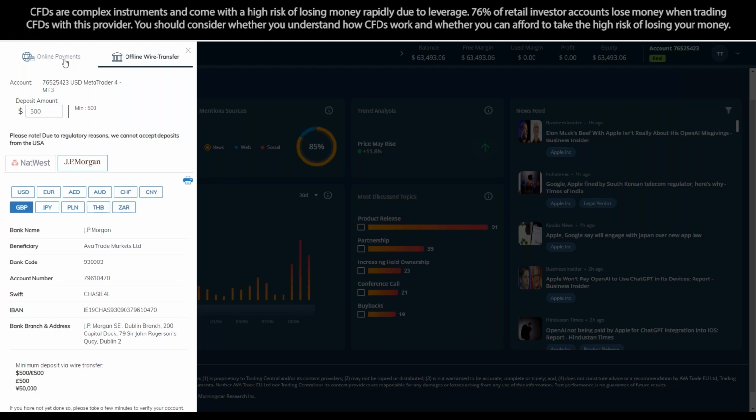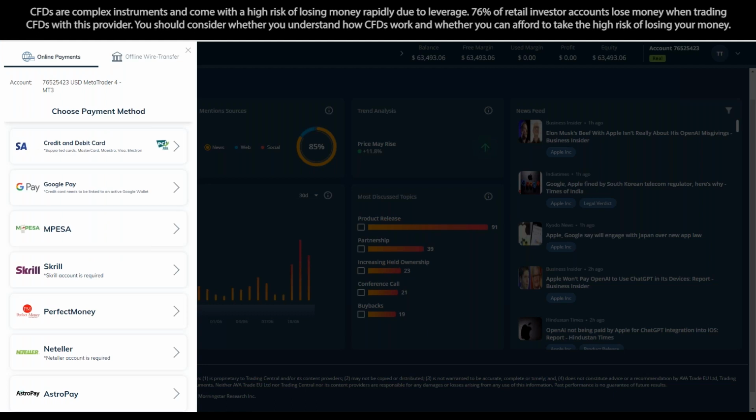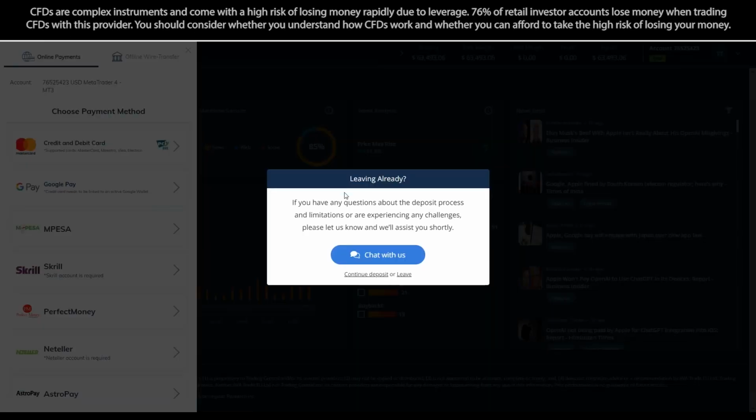But I think you're asking about online payments, so that would be this section, and you'll see a number of options in your region that you should be able to choose from. Okay, very good question.